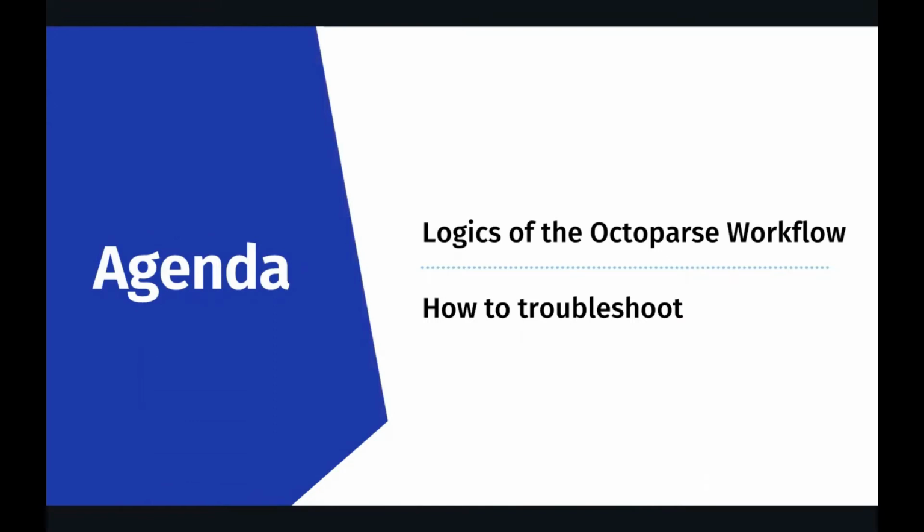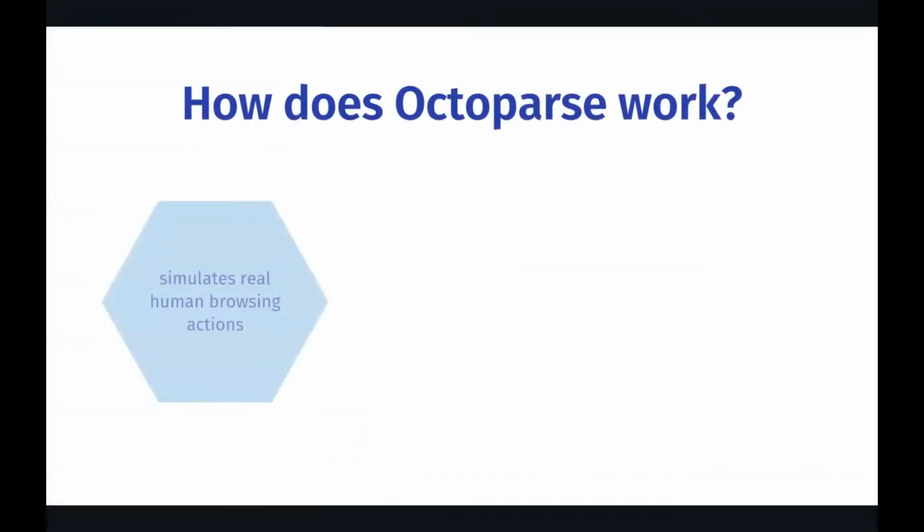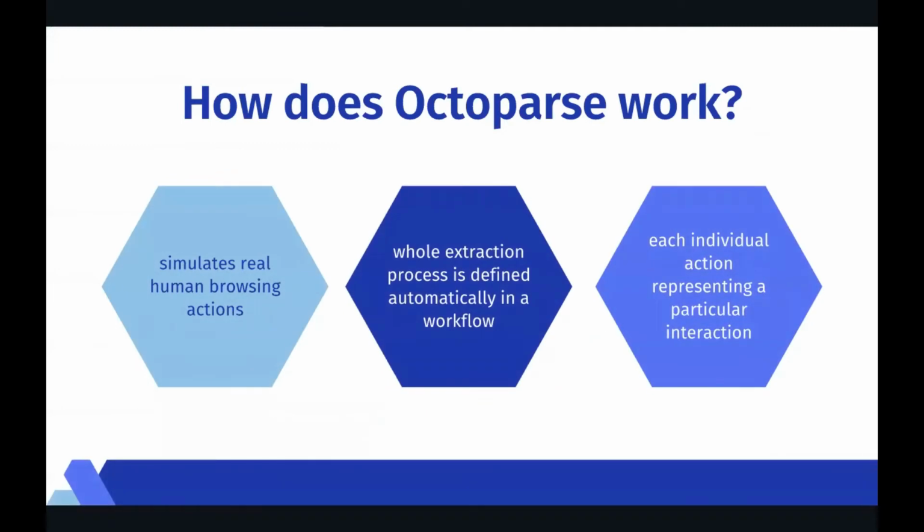So how does Octopus work to extract web data? Octopus works by simulating real human browsing behaviors. Actions like opening web pages, clicking on any elements on the pages, clicking on the next page button, or scrolling down the pages can all be done in Octopus. And the simulated scraping process is identical to how you'd access any web data in any everyday browser.